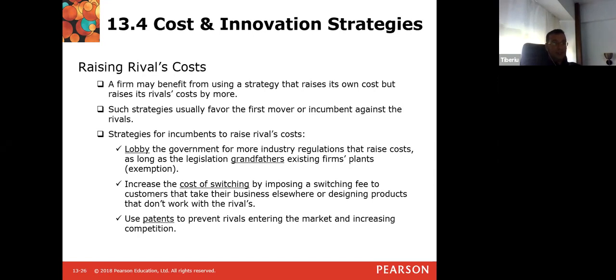Raising rivals' costs. A firm may benefit from using a strategy that raises its own costs but raises its rivals' costs by more. Such strategies usually favor the first mover. Strategies for incumbents to raise rivals' costs: lobby the government for more industry regulations that raise costs, as long as the legislation grandfathers in firms' existing plans. Increase the cost of switching by imposing switching fees on customers that take their business elsewhere, or design products that don't work with the rivals'.